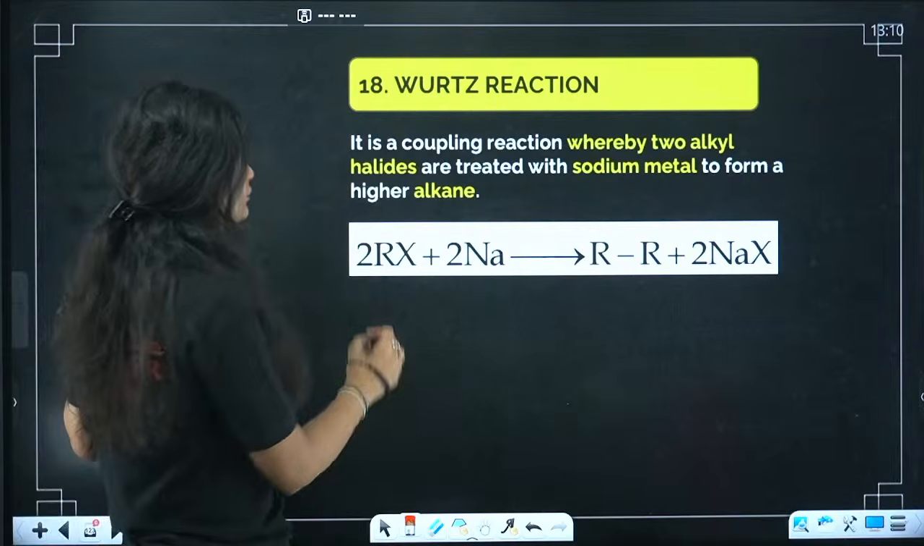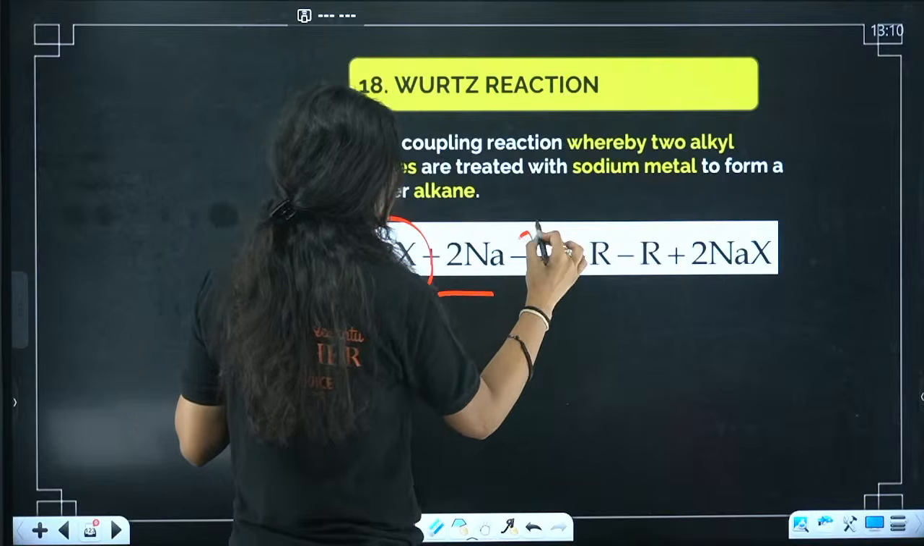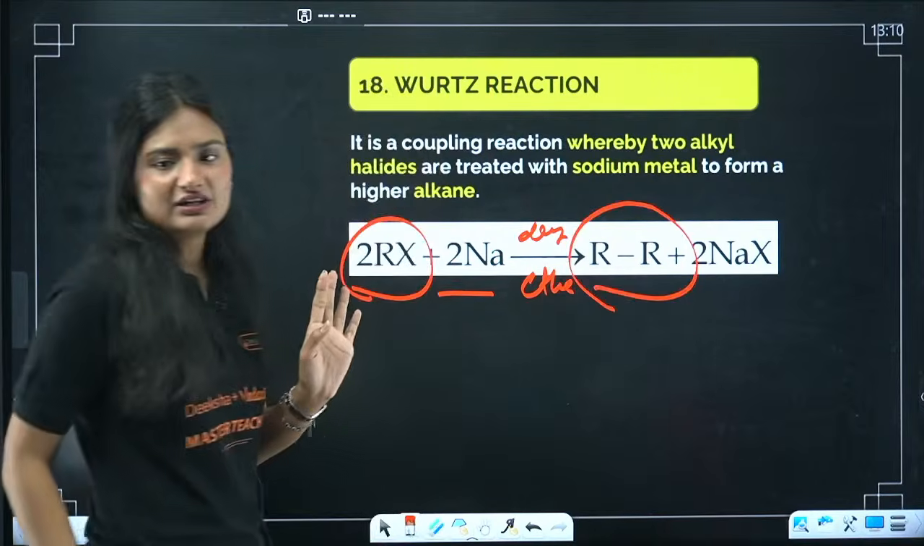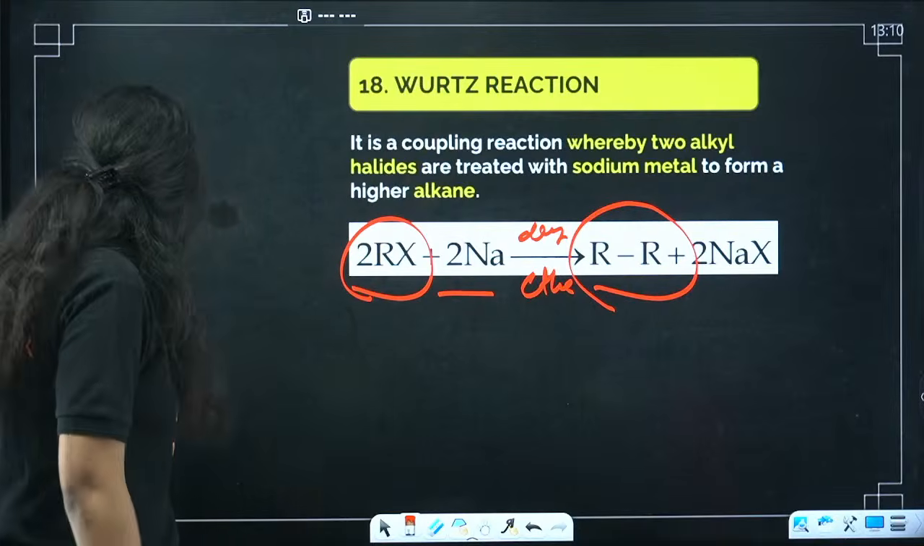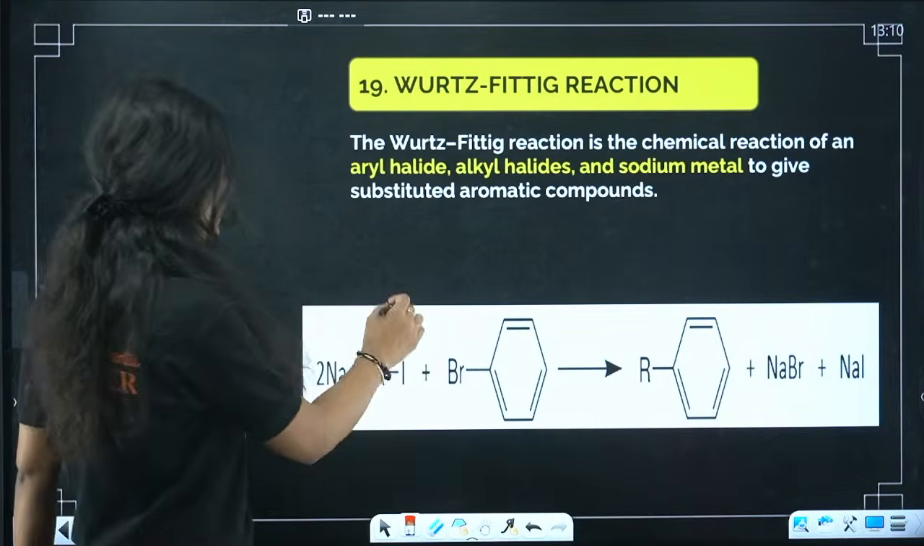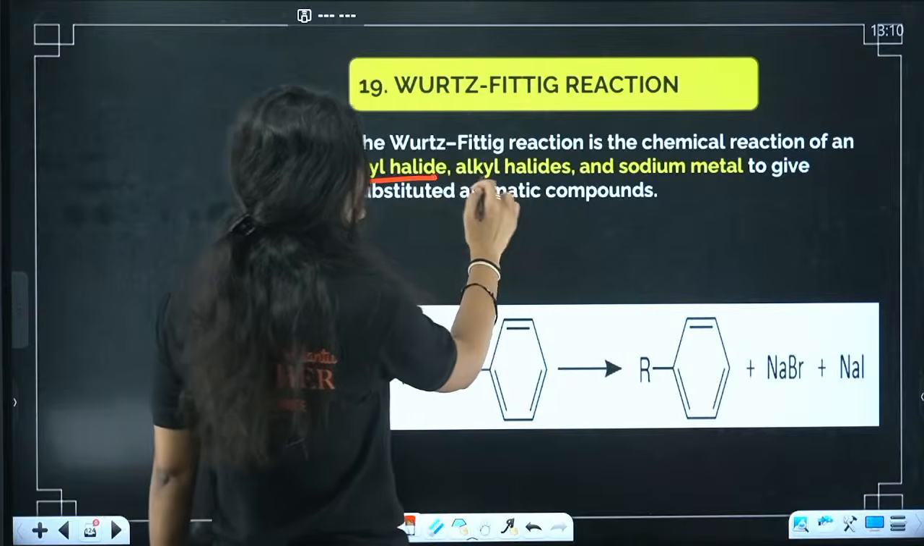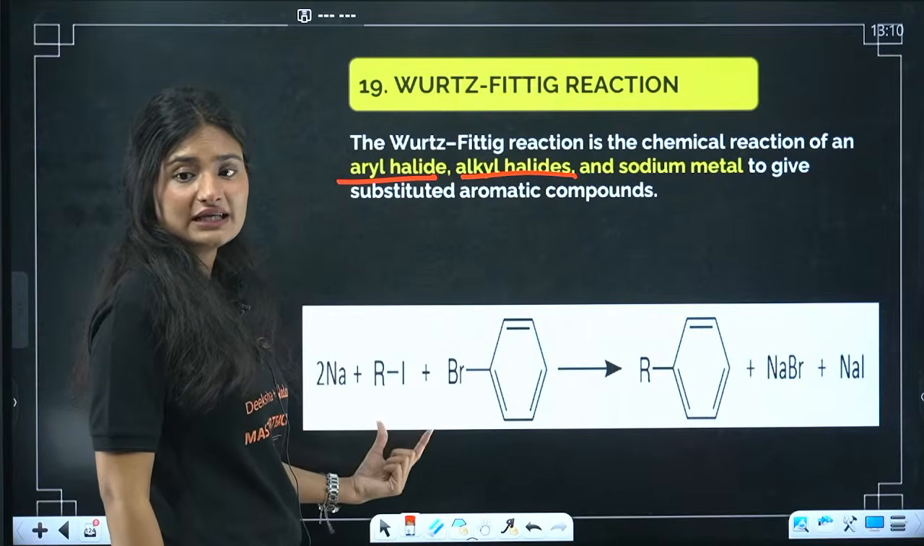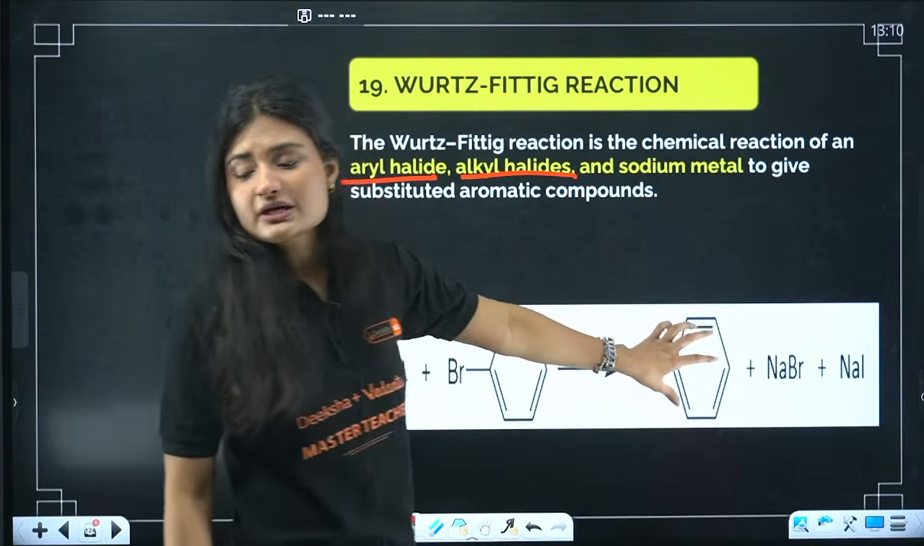So in the Wurtz reaction, when you treat any alkyl halide with sodium in dry ether, we get a symmetrical alkane. That is your Wurtz reaction. Now Wurtz-Fittig is different. In this case, you treat an aryl halide with an alkyl halide, and you will get a substituted aromatic compound.